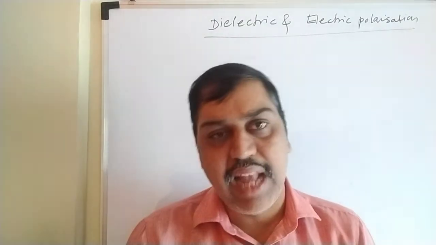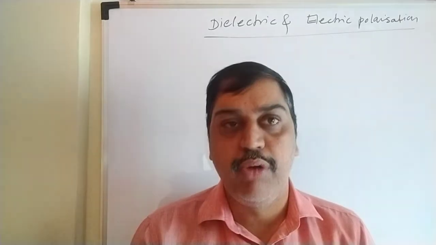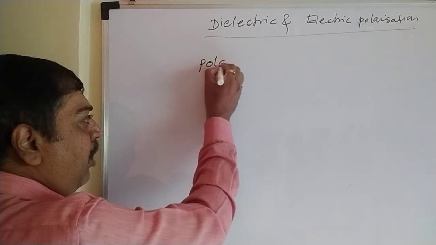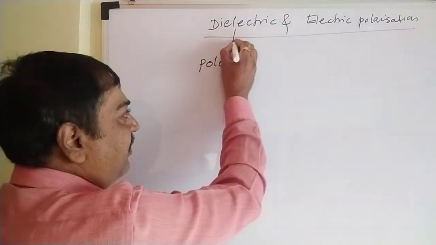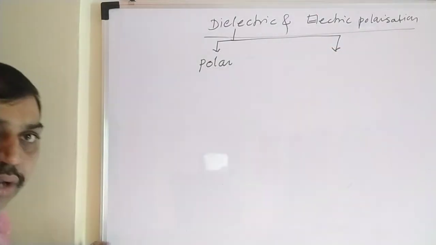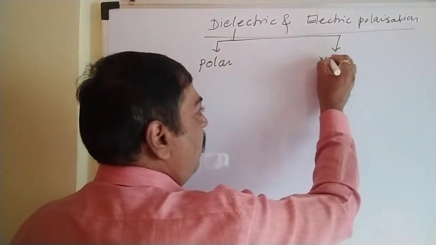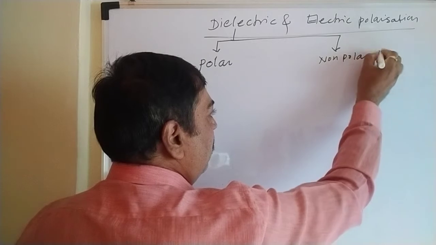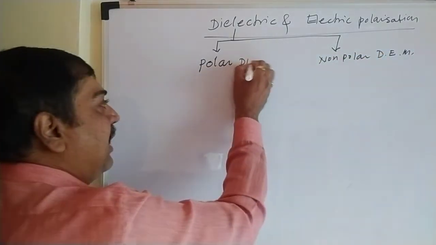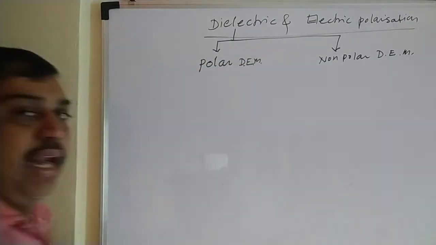Now here there are two types of dielectric materials. It may be polar dielectric, it may be non-polar dielectric. So I start with the polar dielectric first. So polar dielectric materials are of two types. So this is polar, then we will go for non-polar. Polar dielectric material and non-polar dielectric material.